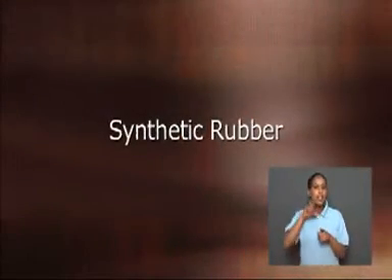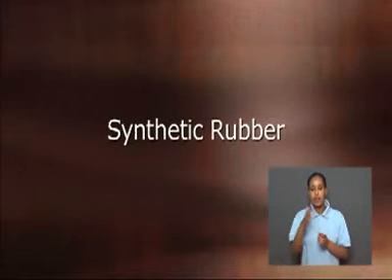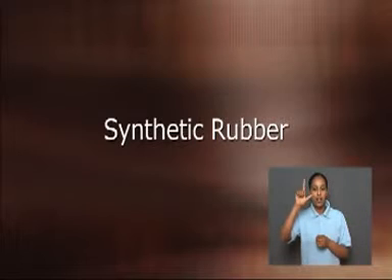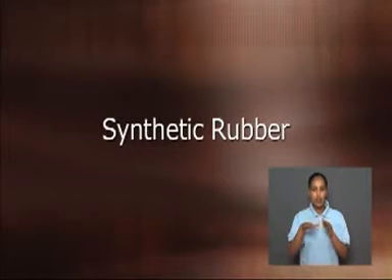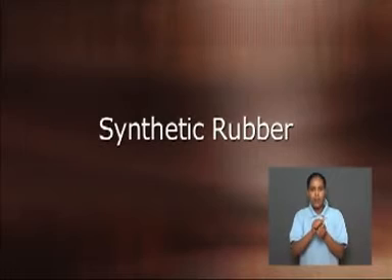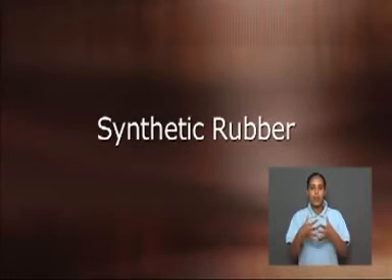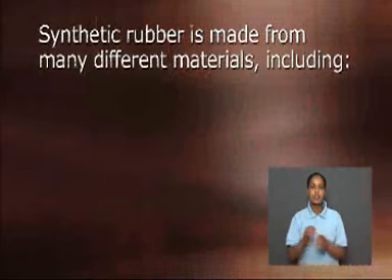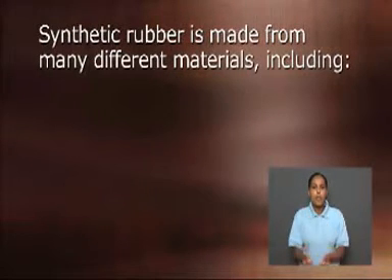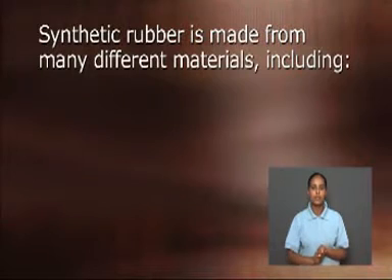The term synthetic rubber describes any type of artificial elastomer. An elastomer is a material that can undergo much more elastic deformation under stress than most materials and still return to its previous size without permanent deformation. Synthetic rubber can be made from the polymerization of many different materials.